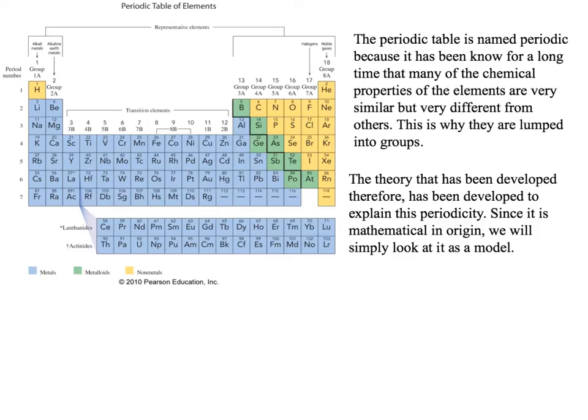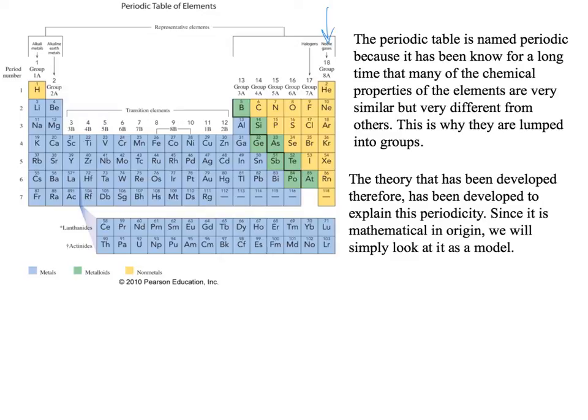All right, let's go back to the periodic table then. Everybody's seen it, you've looked at it. Let me tell you a little bit about it. The periodic table is named periodic because it has been known for a long time that many of the chemical properties of the elements are very similar, but then also very different from each other. And that's why they're organized the way they're organized. In fact, they're organized in all sorts of different ways.